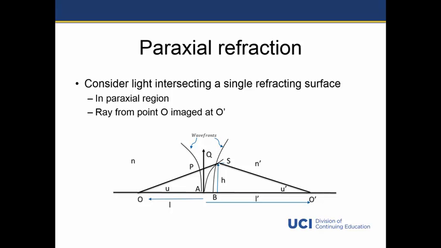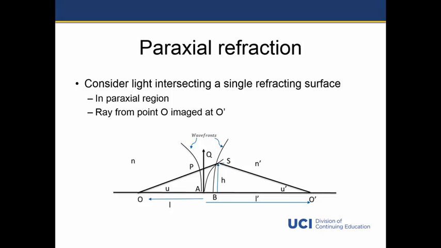In this particular case, we're assuming we're in the paraxial region, so we're only worried about slopes, heights, and distances. We're not worried about the sag itself. So in this particular case, I'm showing one ray that comes from my object point O and gets imaged to my image point O prime.